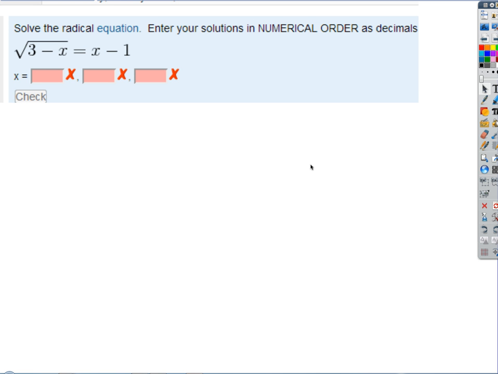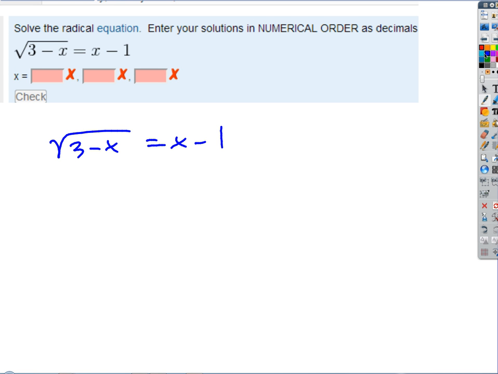Okay, what about this one? What do we do here? How do we solve a radical equation? Yeah, good. We isolate the radical, which is already done, right? The square root is by itself, and then how do I undo a square root? Square both sides, right? So we've got the square root of 3 minus x equals x minus 1.